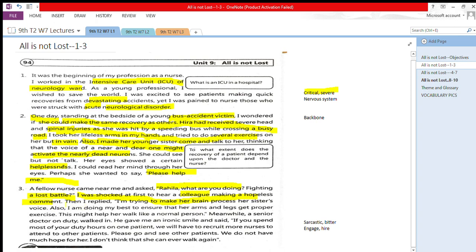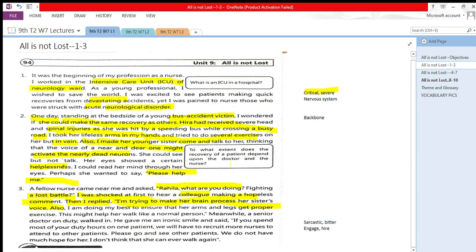She says that what she replied in her response was, I'm trying to make her brain process her sister's voice. She said that I'm not helpless. I'm trying to help this patient. I'm trying to process her sister's voice in the brain of that patient. I'm doing my best to ensure that her arms and legs get proper exercise. This might help her walk like a normal person.